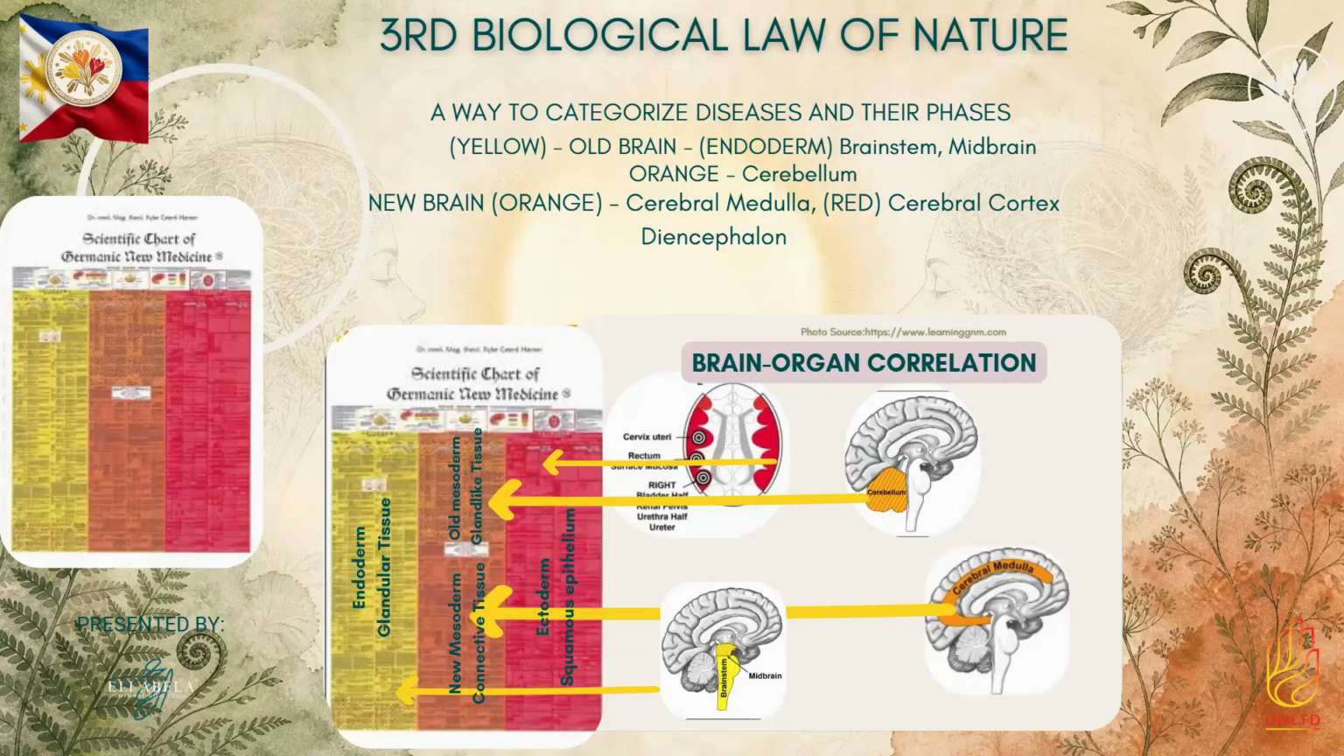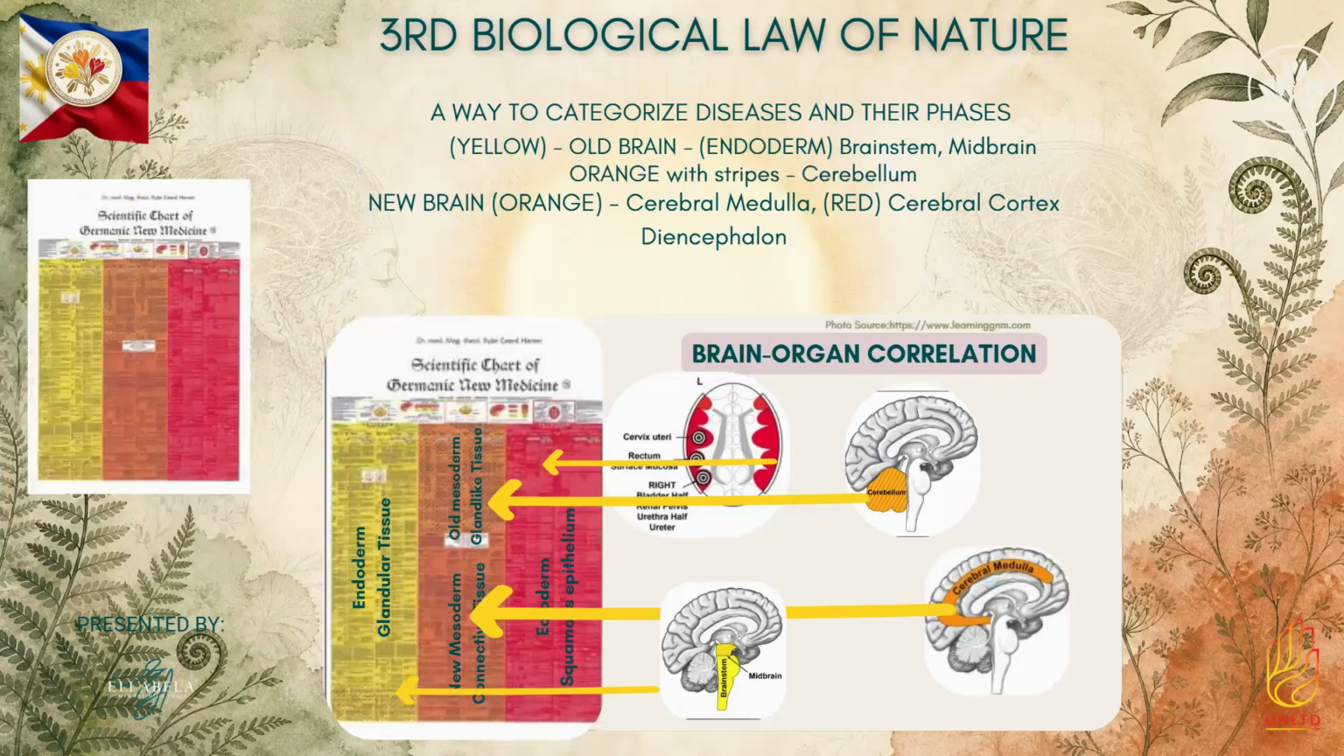The newer parts of the brain that developed later are the cerebral cortex and the cerebral medulla and diencephalon. The cerebral medulla is not commonly referenced in conventional medicine, but it plays a crucial role. It becomes so much easier to categorize. Dr. Hammer categorized all organs based on their tissue types, which correspond to the three germ layers from embryonic development. This organization allowed him to develop a systematic approach to understanding different diseases.